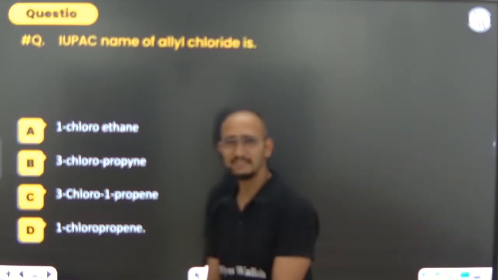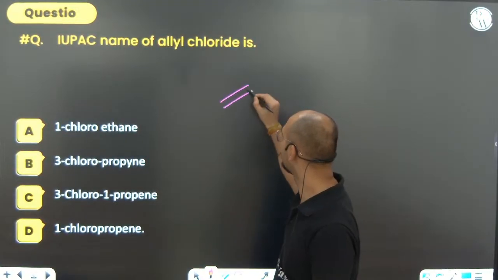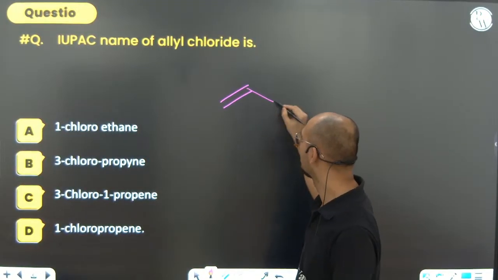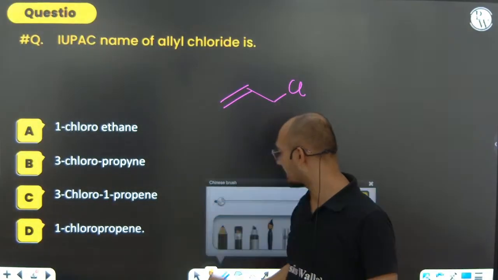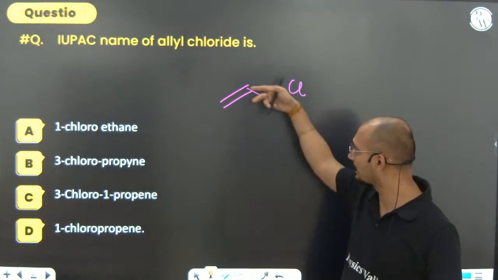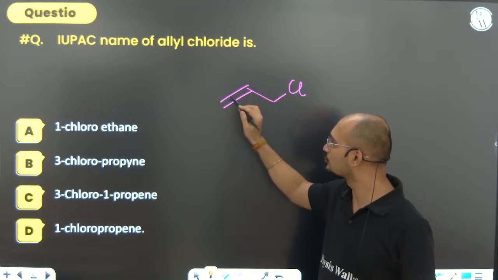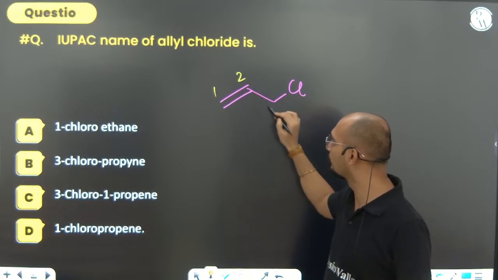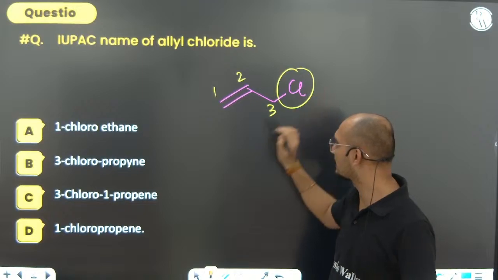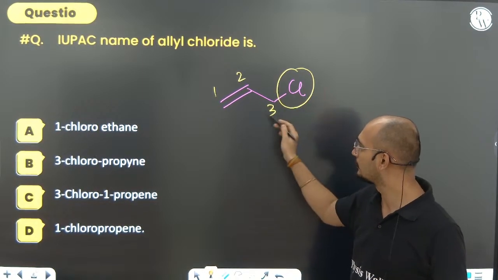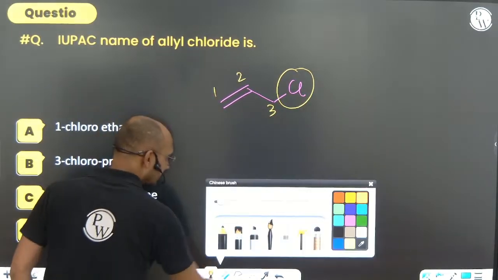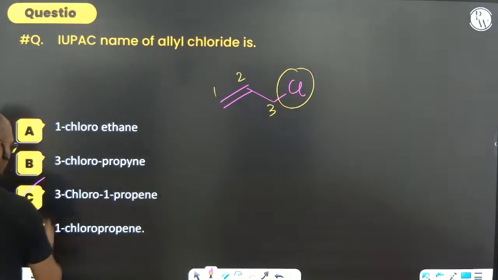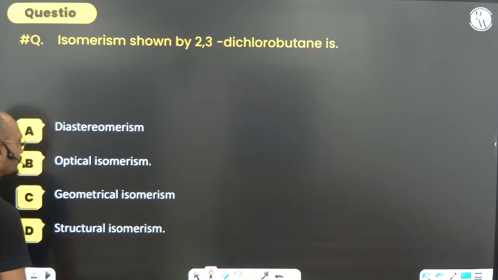IUPAC name of allyl chloride. What is allylic? Can you see? This is the allyl part. Now what do we attach to it? Chloride. Is there any functional group? Yes. Where? The double bond. So for that, you should give the minimum number, 1, 2, 3. Where is chlorine? At the third position. So it will be 3-chloro. How many carbons are there? Three. So 3-chloro-1-propene. Any doubt? I think there is no issue.